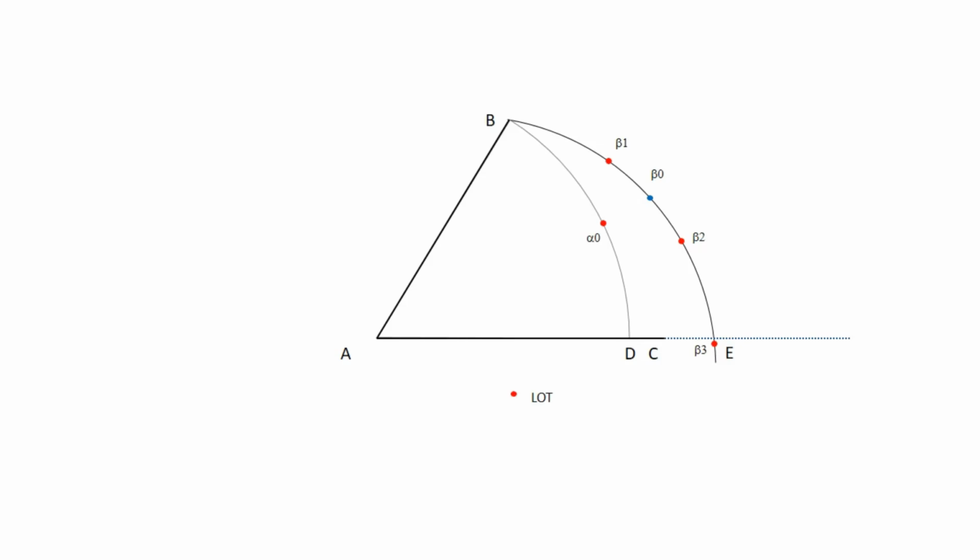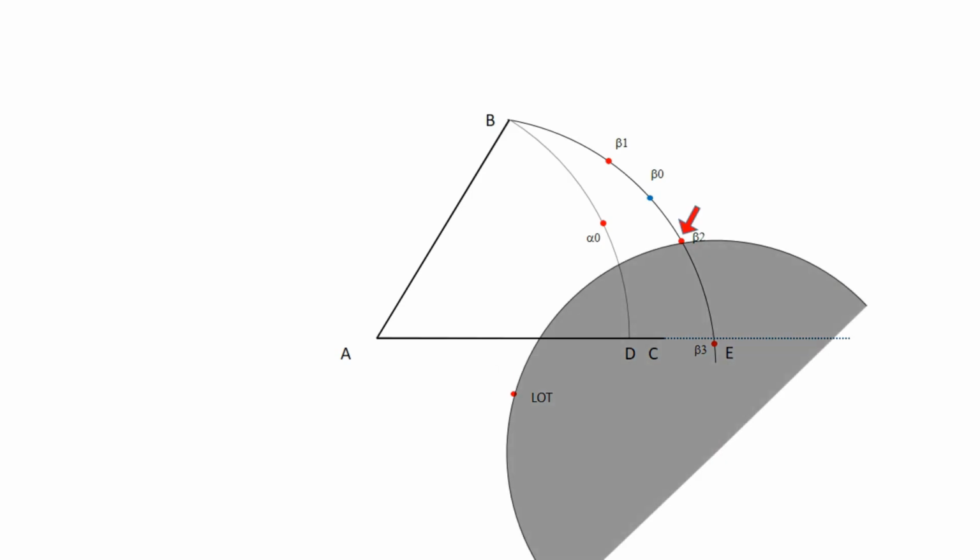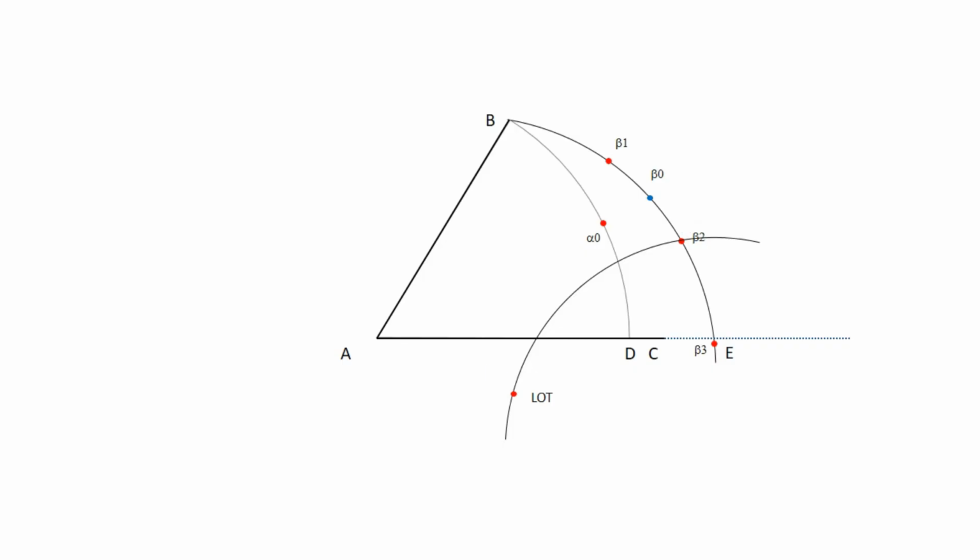Now, we draw an arc through beta 2 and LOT with the same radius R using compass or the semicircle. We mark the intersection point of this curve and the curve BD, and name it A prime. We draw a line from A to A prime. The angle formed by A prime, A, and C is equal to 1/3 of the bigger angle BAC, or theta.